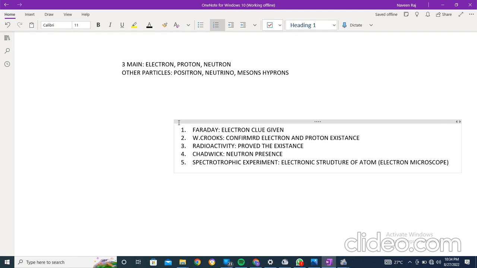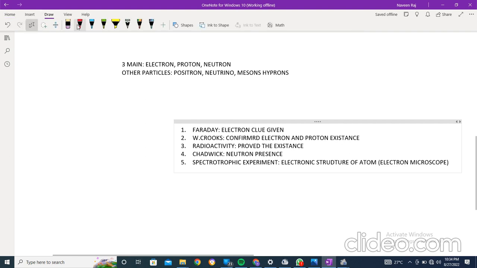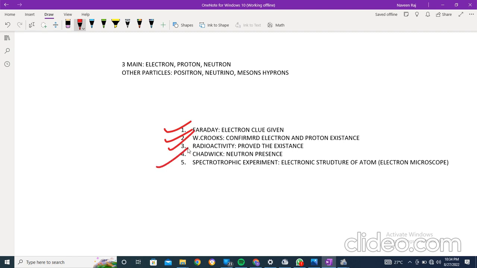So hopefully you have made a base of how things were invented. We will be looking into it one by one in the upcoming lectures, and that will be all clear. Just like we'll be looking firstly into how Faraday looked into it and what he concluded, how Crookes did it, how radioactivity happened, how the neutron was discovered, right? So all will get clear, and hopefully I'll meet you guys in the next upcoming videos.